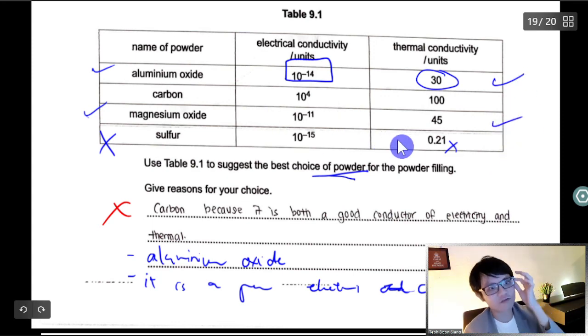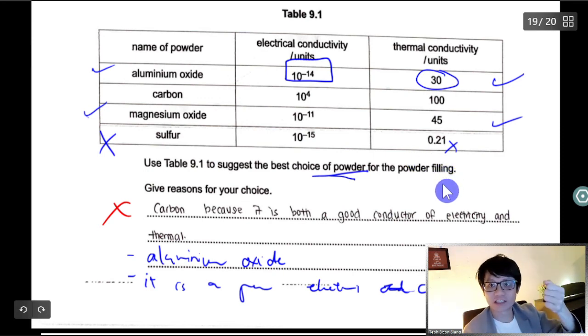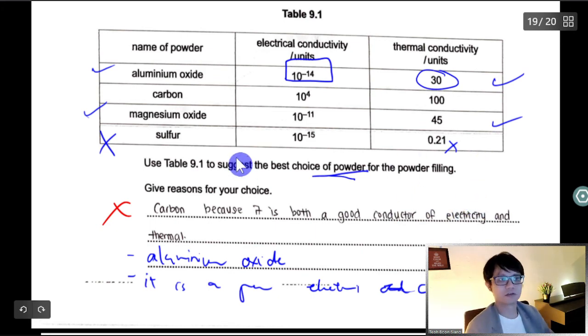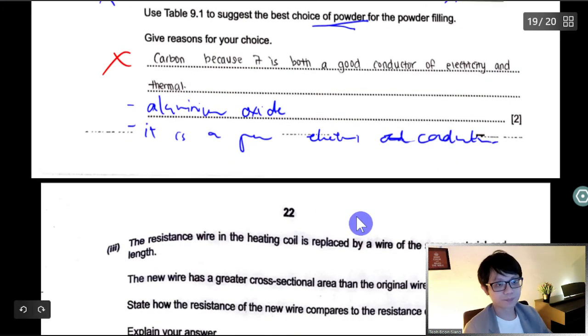I think sulfur also can work, but your kettle won't be that efficient in terms of energy usage. So you already learned, right, in the chapter, they will ask you to calculate the efficiency of the equipment. So you choose these two.